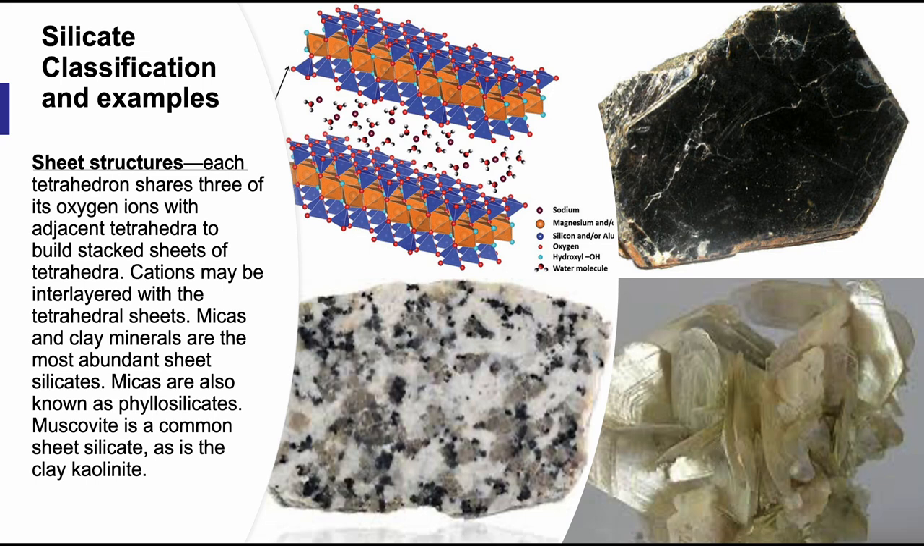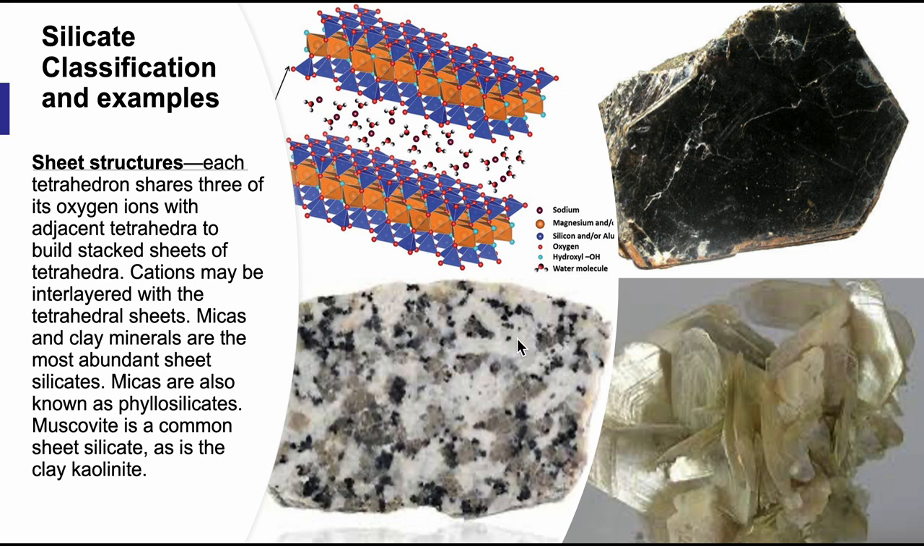Sheet structures. Each tetrahedra shares 3 of its oxygen ions with adjacent tetrahedra to build stacked sheets of tetrahedra. The cations may be interlayered with tetrahedral sheets. Micas and clay minerals are the most abundant of the sheet silicates, found everywhere. Clays are generally sourced from the chemical weathering of feldspars, which we'll get to in a few minutes. Muscovite is a common sheet silicate, as is the clay kaolinite, found everywhere.